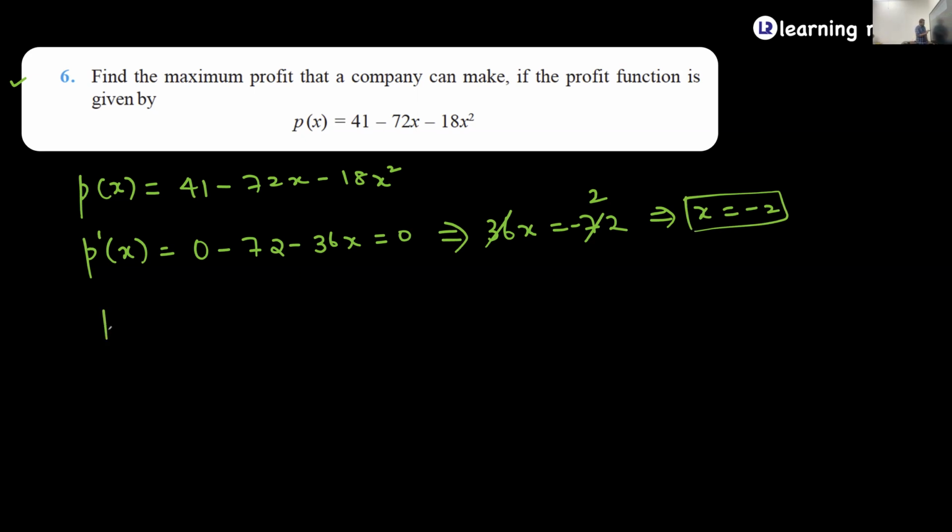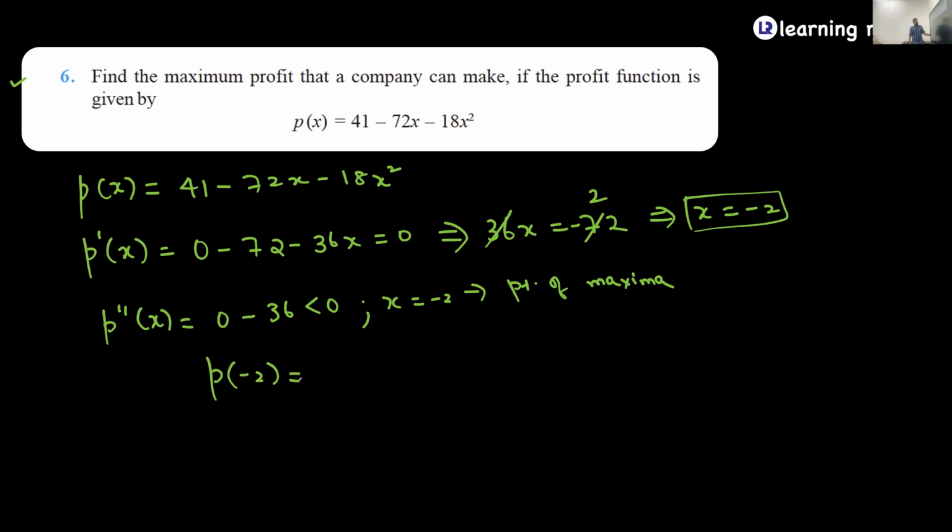Now what about P double dash of X? I'll differentiate this. So derivative of minus 72 is 0, minus derivative of 36X is 36. So since this value is less than 0, X is equal to minus 2 will be a point of maximum. When it is a point of maxima, then what is going to be the profit value? So P of minus 2 is what we need to find. Take this and substitute it here. It will be 41 minus 72 into minus 2 minus 18 into minus 2 the whole square.